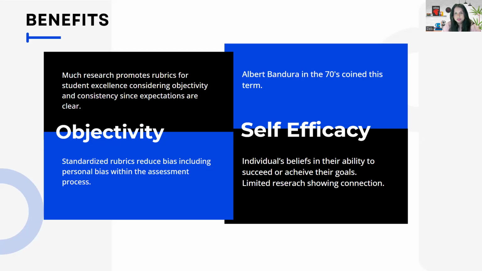Self-efficacy. Albert Bandura coined this term in the 70s, and it just means the individual's belief in their ability to succeed or achieve their goals. Now, the caveat here is that there is limited research showing the connection between self-efficacy and rubric design. However, I've decided to leave that on here because I think it's important for us as instructors to also help motivate the students essentially in doing well in that particular course. So I've left this on here because it can help some students achieve their particular goals through your rubrics.